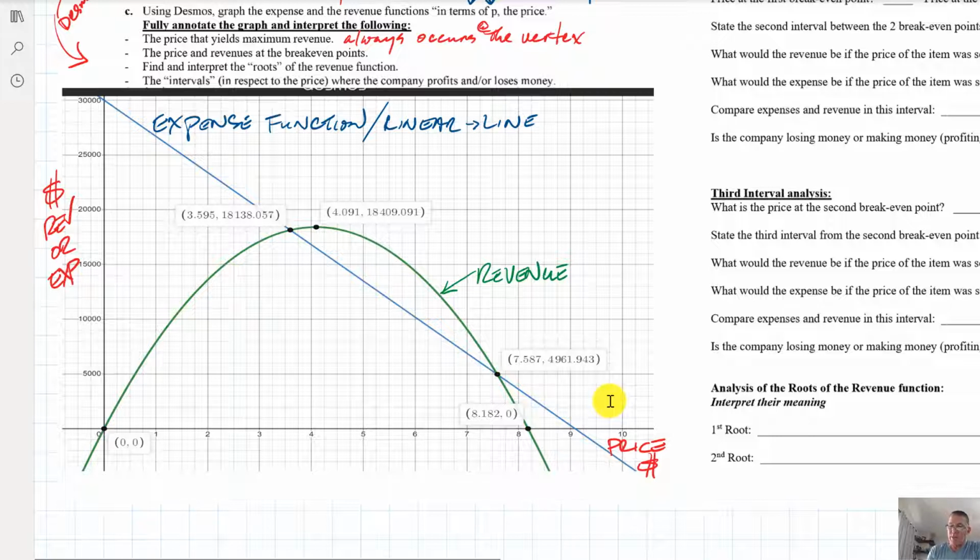Now let's label here. At the max, we've got a max right here.